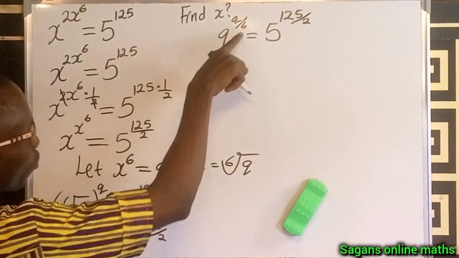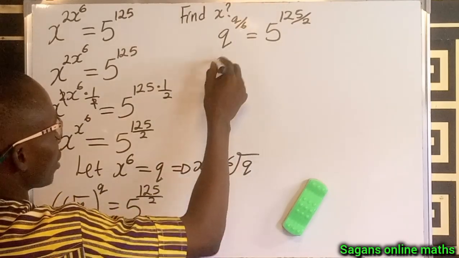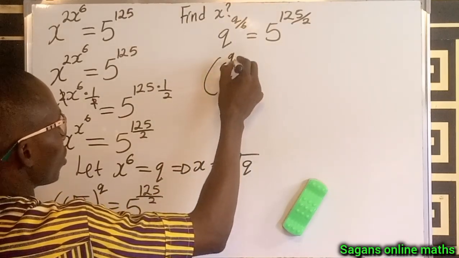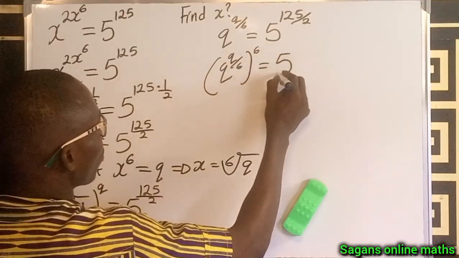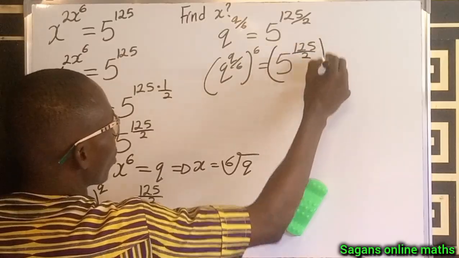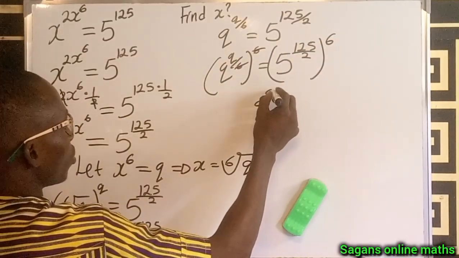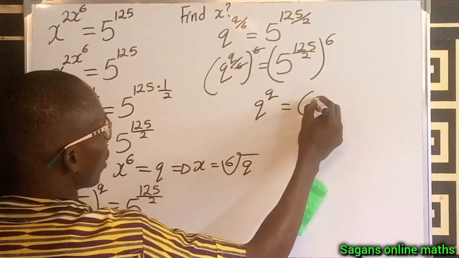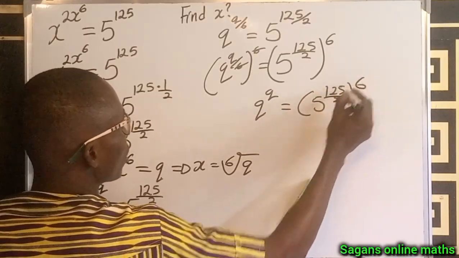Now I want to remove this 6, which is the denominator. I have to multiply both powers by 6. So this is q to the power of q divided by 6, all to the power of 6, is equal to 5 to the power of 125 divided by 2, all to the power of 6. So this cancels out and leaves q to the power of q is equal to 5 to the power of 125 divided by 2, all to the power of 6.